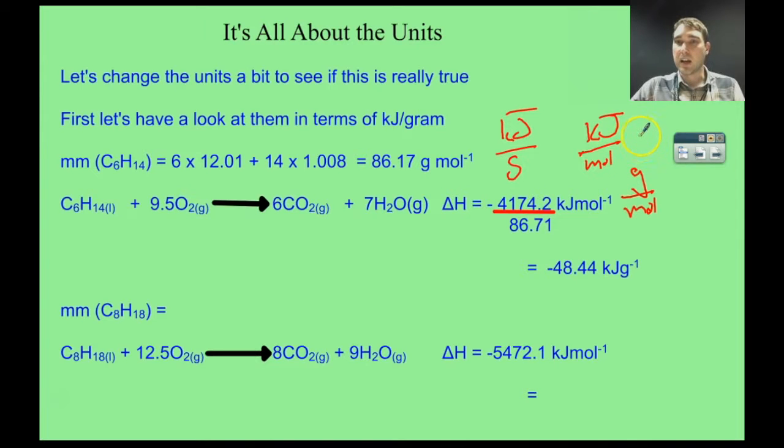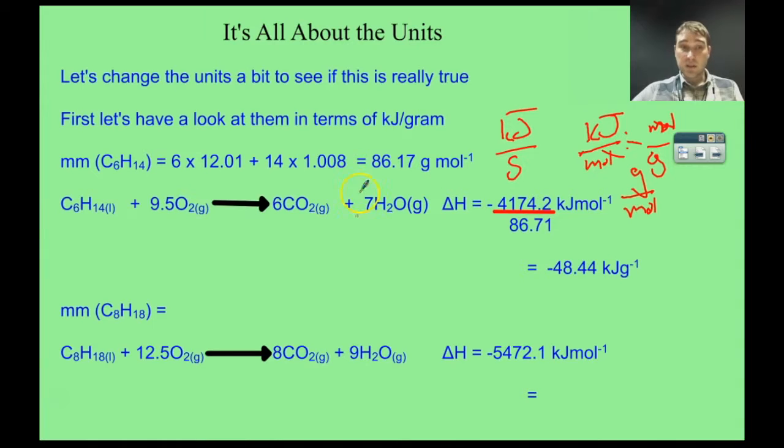So we do that by dividing by, so it'll be moles per gram. That's the same as inverting, that's the same as dividing. So if we cancel out our moles on both sides, we see that we get kilojoules per gram, which is the unit that we want to have. So I calculated the molar mass of hexane over here, I divided by the molar mass of hexane, and I got 48.44 kilojoules of heat energy being released per gram of hexane.